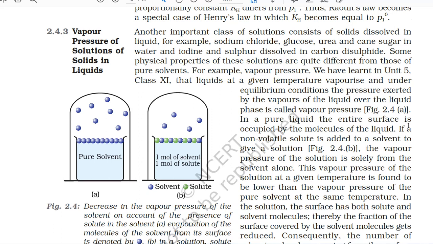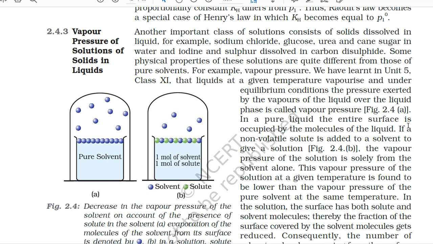2.4.3 Vapor pressure of solutions of solids in liquids. Another important class of solutions consists of solids dissolved in liquid, for example sodium chloride, glucose, urea and cane sugar in water, and iodine and sulfur dissolved in carbon disulfide. Some physical properties of these solutions are quite different from those of pure solvents, for example vapor pressure. We have learnt in Unit 5, Class 11 that liquids at a given temperature vaporize, and under equilibrium conditions, the pressure exerted by the vapors of the liquid over the liquid phase is called vapor pressure.